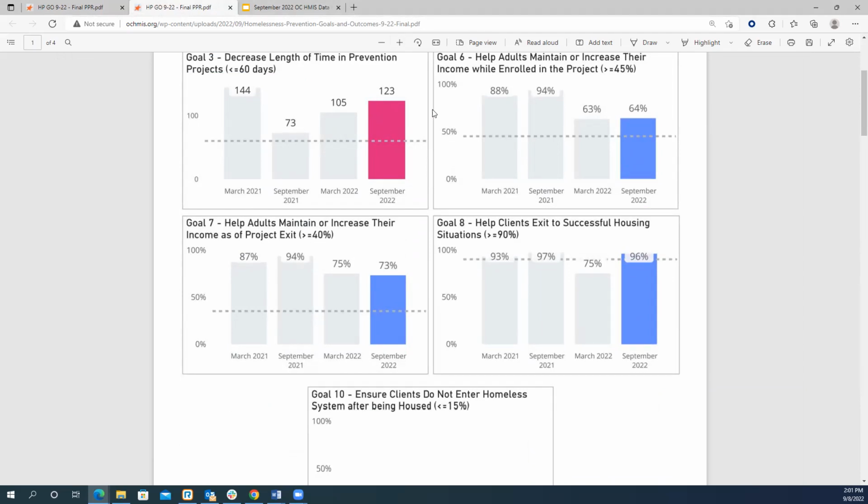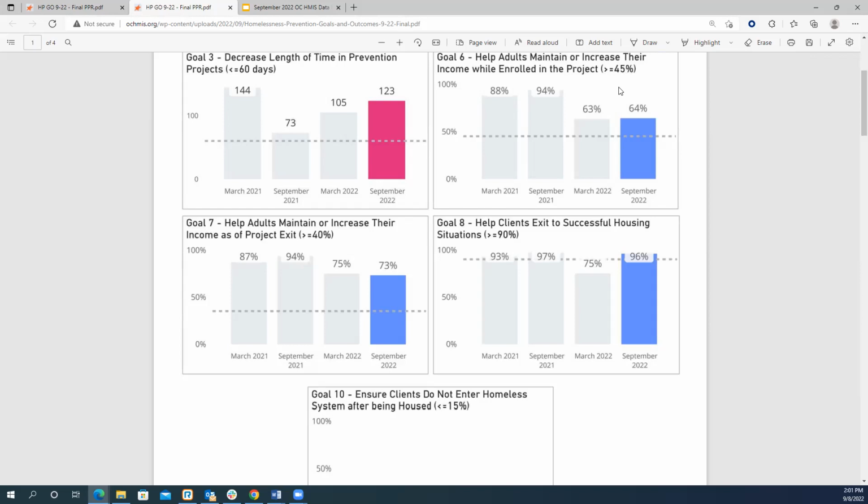For goal 6, we're looking at adults that maintained or increased their income while they were enrolled in their project. So they have been in the project for at least a year and they're still in the project at the end of the reporting period. The goal for this measure is at least 45%, and we've been doing really well on this one. Since we've met it for the last year and a half or so, even during the pandemic, I am going to recommend increasing this threshold to 50%. So I'll let everybody think about that for a minute while I go through these other measures.